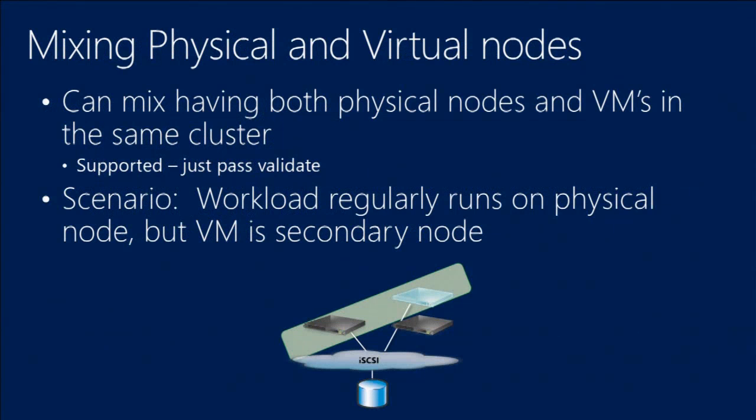A common question that we get is, hey, can we mix physical and virtual nodes in our cluster? Can we create a cluster which has, say, one physical node and one virtual node? The answer is yes, you can. But you need to make sure that cluster validation passes, so that you ensure that your storage configuration is in place. So what sort of scenario would this be helpful in? You might be running your workload primarily on the physical node, but for a backup, you want it to fail over to a VM node.